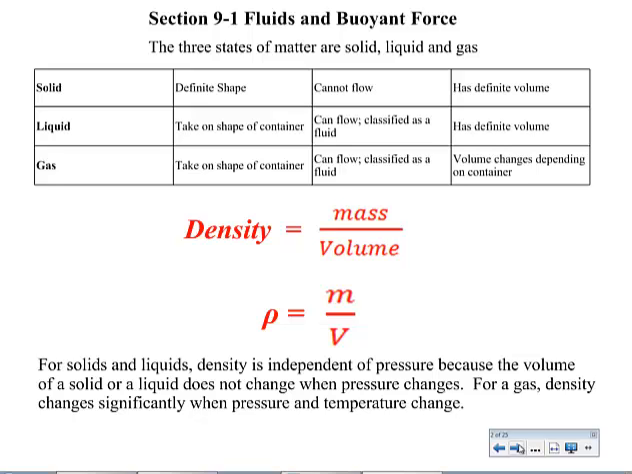Solids have definite shape, they cannot flow, and they also have definite volume. By this we mean they are incompressible and they don't naturally expand unless they are dramatically heated up. Liquids take on the shape of a container, they can flow, and they're classified as a fluid. Liquids also have definite volume. They're very, very difficult to compress, and they don't expand much when the temperature changes.